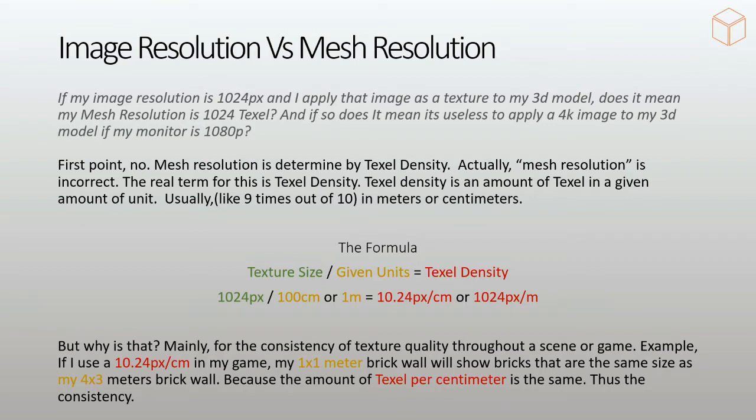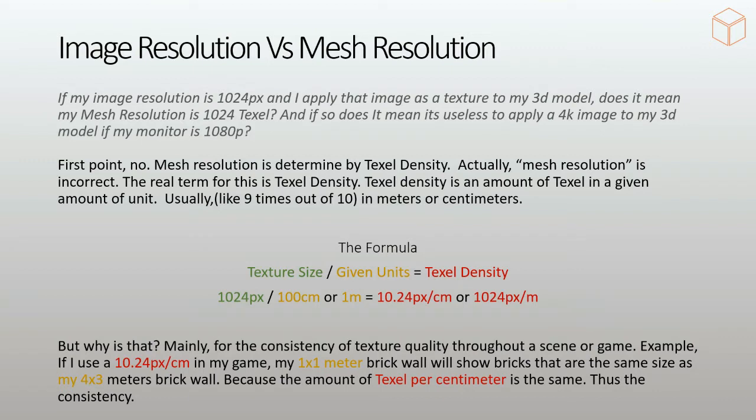Mesh resolution is determined by texel density. Actually, the term mesh resolution is incorrect. The real term for that is texel density. So from now on, I'm going to refer to mesh resolution as texel density. Texel density is an amount of texels in a given amount of units. I could have said meters or centimeters, but I just never saw someone use inches or feet to describe texel density. But I mean, it's possible.